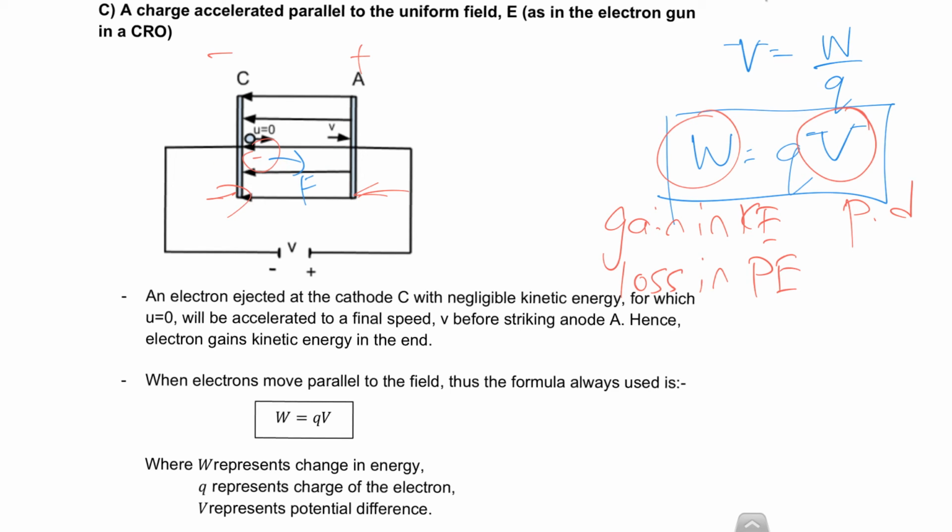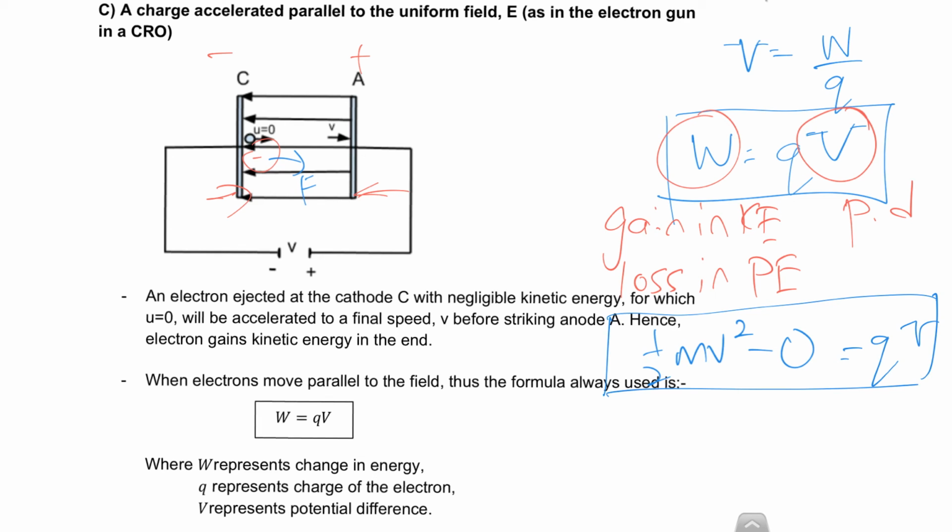So let's say I wanted to find the speed when it reaches this plate. Very easy. I break down this W into the change in KE, which is the gain in KE. So what is the gain in KE equal to? The final KE, which is half mv squared, minus the initial KE, which is 0, because remember, it started from rest. Do you understand that? So that equals QV. These two formulas are very useful. The first one is to find the change in energy. The second one is to find the speed when it reaches the other plate.